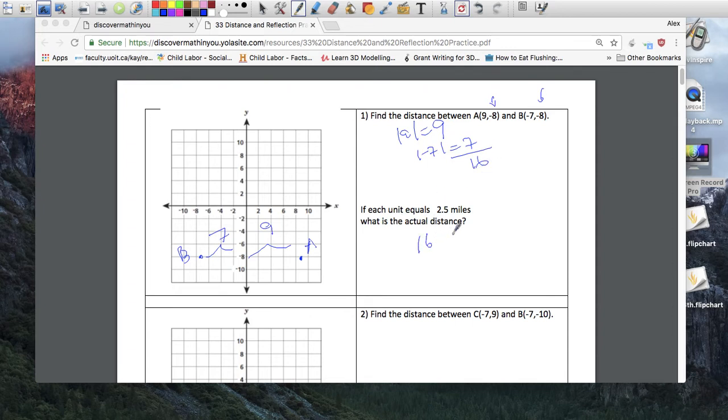And 16 times 2.5, I have no idea. Let's see, 32 plus 8. 16 times 2.5 equals 40, and that, on a map, if they were representing something, would be 40 miles. Okay? Let's see if I can do this under 1 minute each.